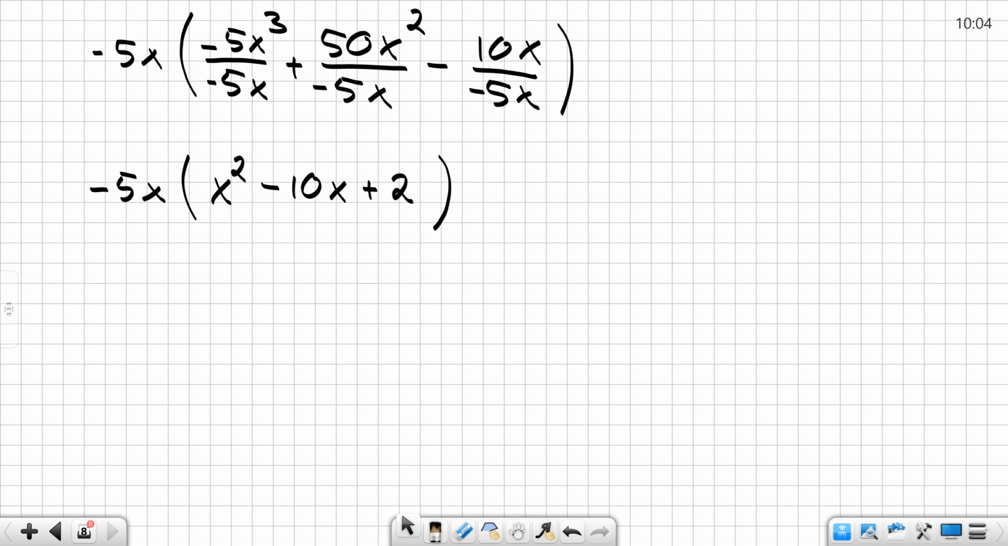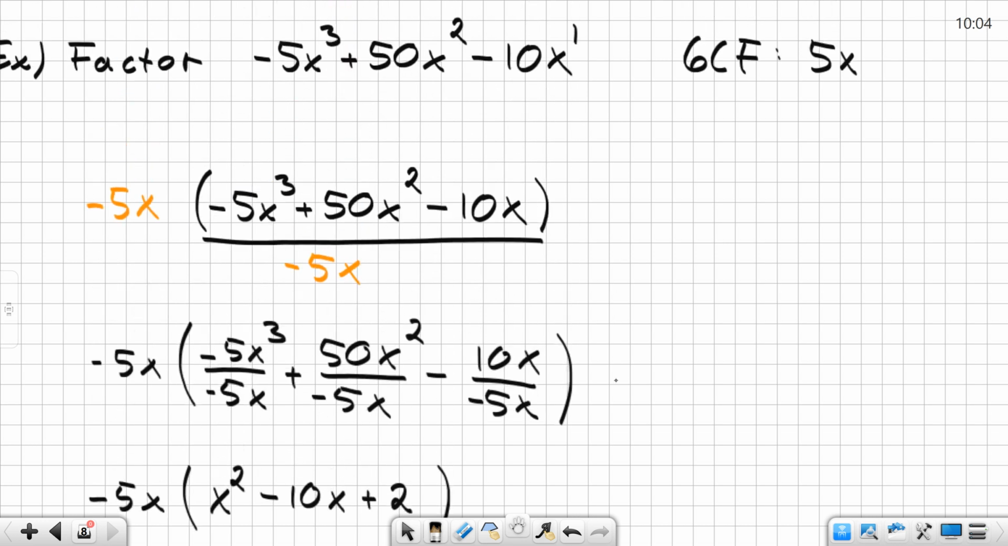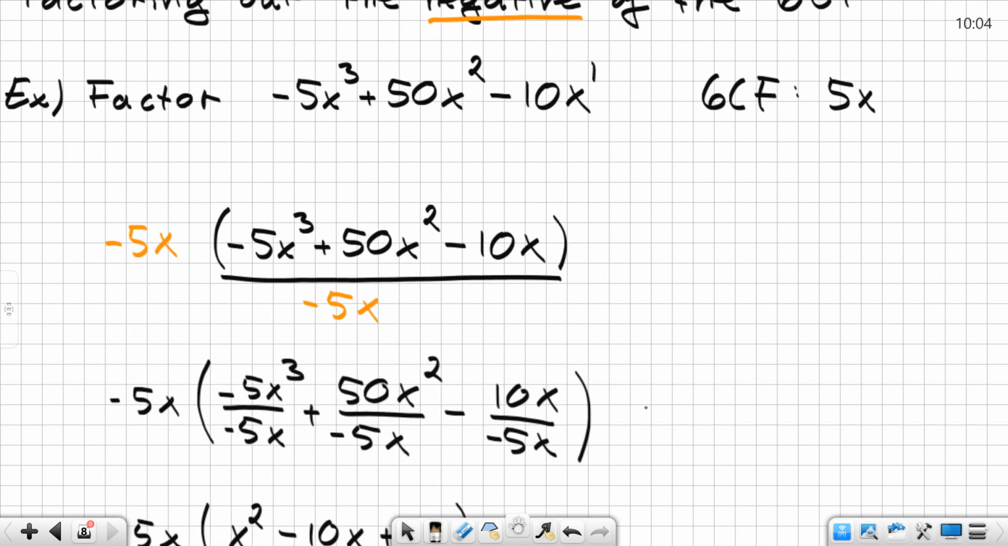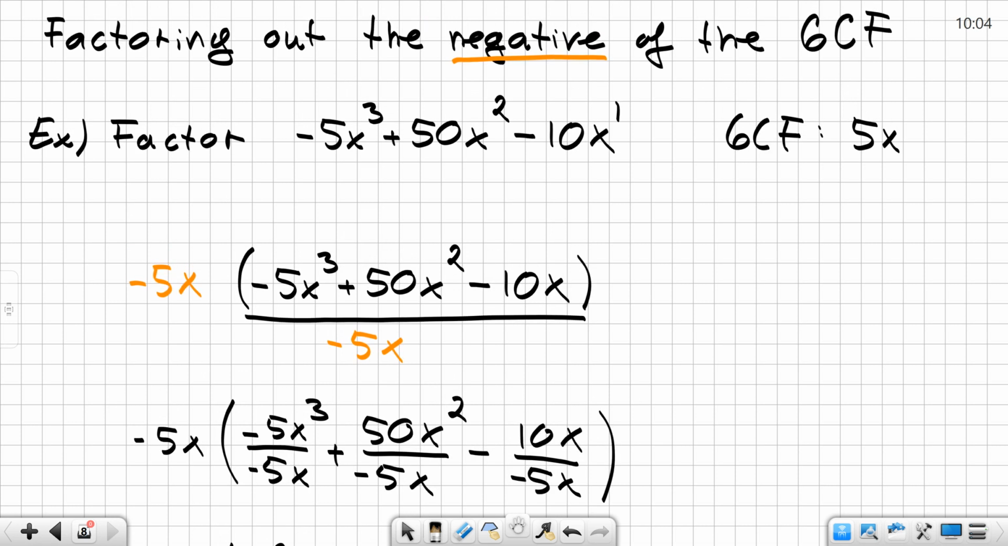So the signs on the inside are all switching around, but now my parentheses here start directly in front of the x squared. There is no negative. So whenever this happens, instead of the GCF, we will factor out the negative of a GCF.